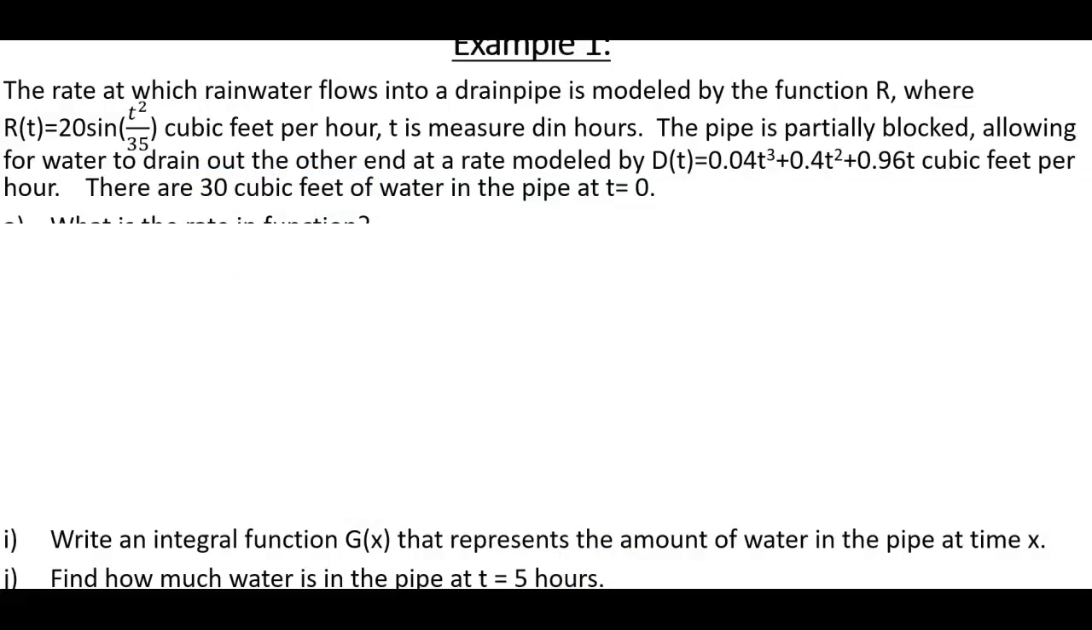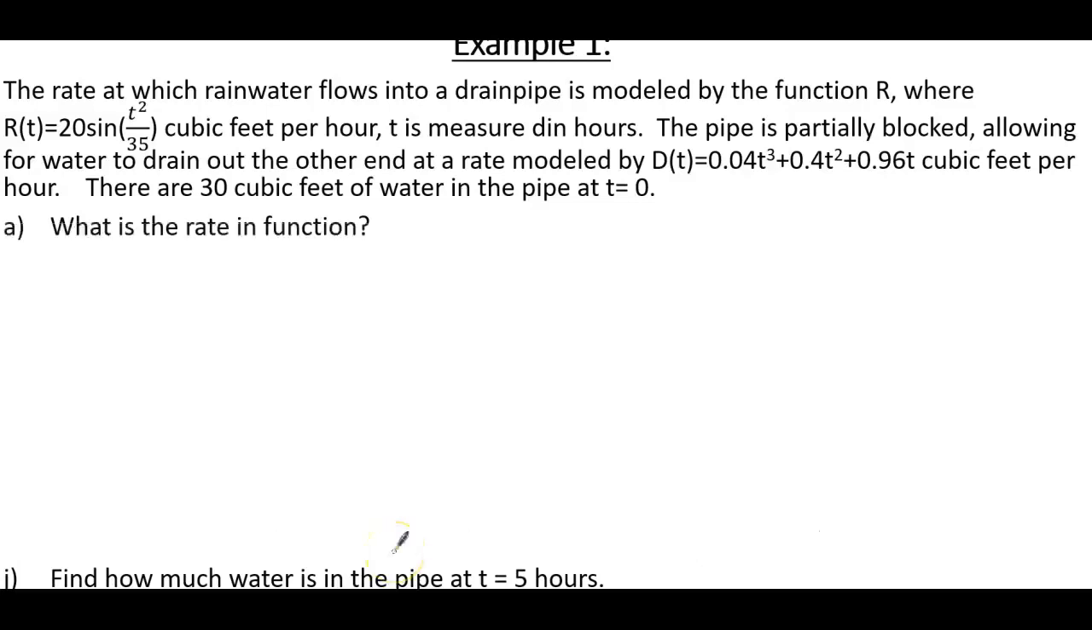All right, let's go ahead and take a look at the next question. Find how much water is in the pipe at t equals 5 hours. So now they want to know what's the final amount of water in the pipe at t equals 5 hours. All right, so to do that, we already have our function from the last question. This function can tell us how much water is in the pipe at any given time.